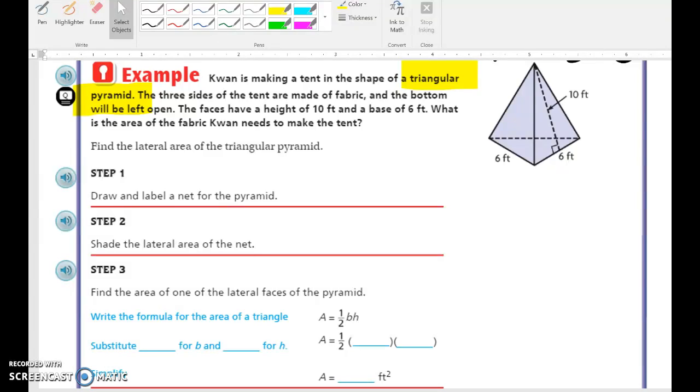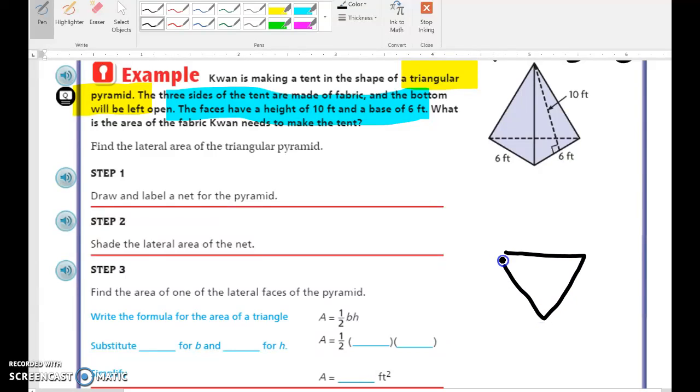The three sides of the tent are made of fabric and the bottom is left open. The faces have a height of 10 and a base of 6. So this implies that they're all congruent triangles. Let's understand the base. This is the part that is left open.